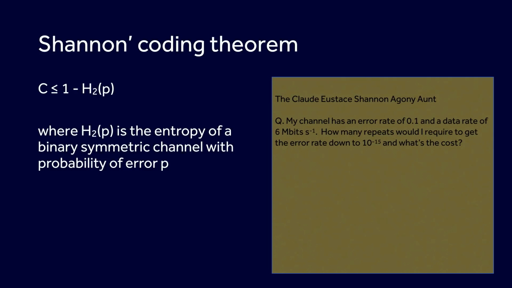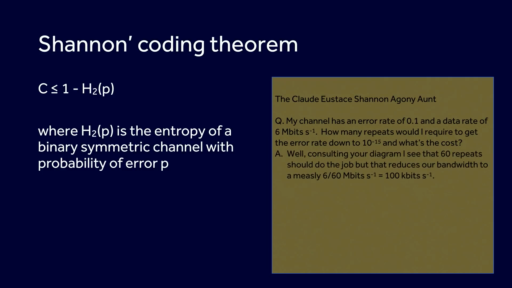Okay, well, we know the answer to that. We could go back to my first diagram, where we were talking about repeats. Consult your diagram and you just count the number of repeats, and it's about 60 repeats. But there's a cost, right? The cost is the bandwidth will reduce to a measly 6 divided by 60 megabits, 100 kilobits a second, which is lousy. Okay, says our quizzical engineer, can't I do better than that?